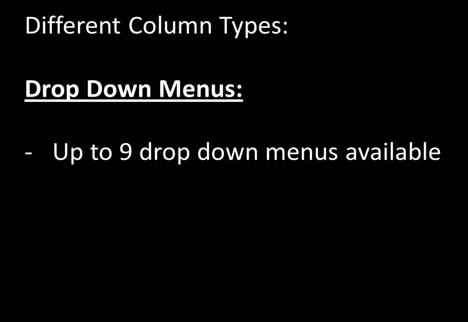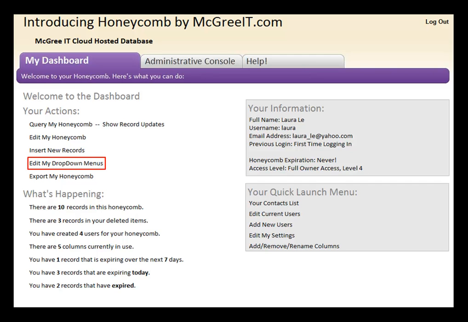Next, there are 9 drop-down menus. Click the Edit My Drop-Down Menus link from the dashboard to update the values inside them. Next, you have 5 number columns. Only numbers can be entered here, as your honeycomb stores them better here than numbers entered into a regular text field.